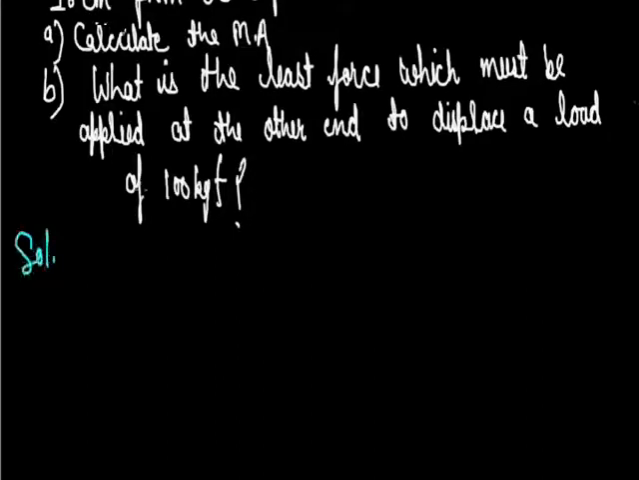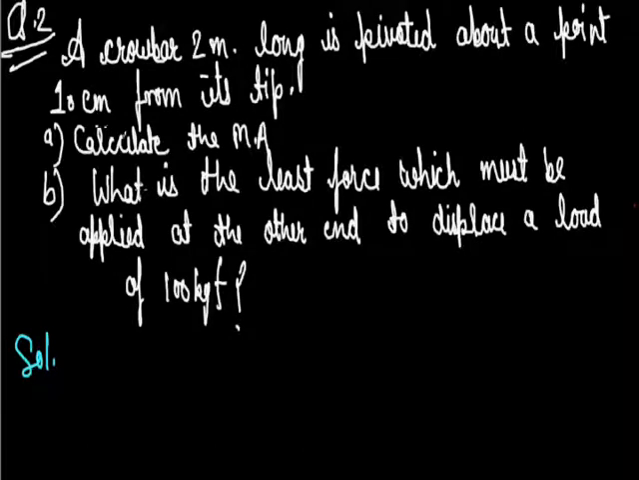Solution. As in the question, given is that a crowbar which is 2 meter long and it is fixed about a point 10 cm from its tip. Okay, so as we know, crowbar is a first class lever. First class lever means in this, fulcrum will be in between the load and effort.